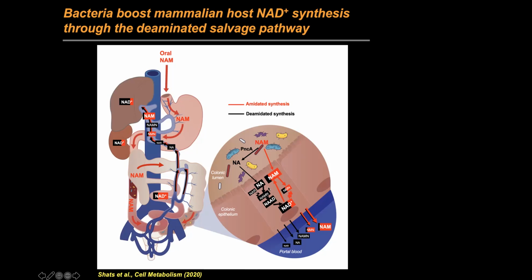So then many intermediate metabolites in this deaminated NAD biosynthesis pathway in the intestine, including NAMN, NA, and NAR, can then be transported to the portal blood, contributing to more than 80% of NAD synthesized in the liver and more than 60% of NAD synthesized in the kidney.